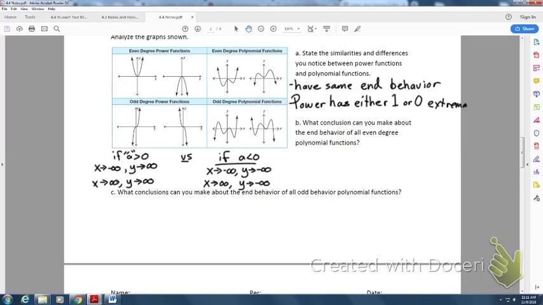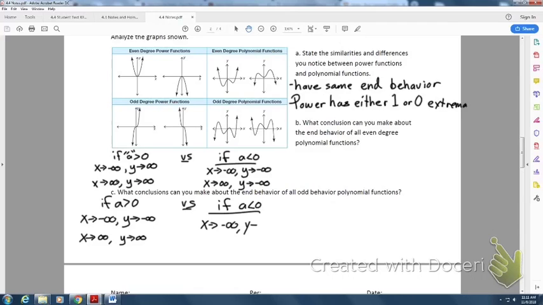Question C says, what conclusions can we make about the odd degree? If a is positive, as x approaches negative infinity, y also approaches negative infinity. As x approaches positive infinity, y also approaches positive infinity. Versus if the a is negative, and if you haven't noticed, that's really what makes the difference, whether the a is negative or positive, as x approaches negative infinity, y approaches positive infinity. As x approaches positive infinity, y approaches negative infinity.